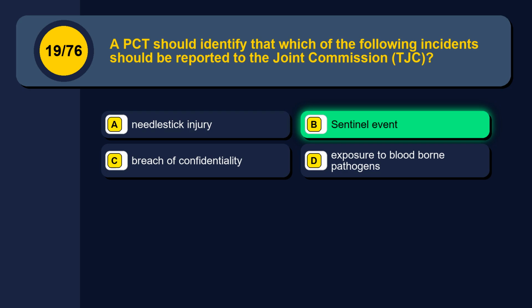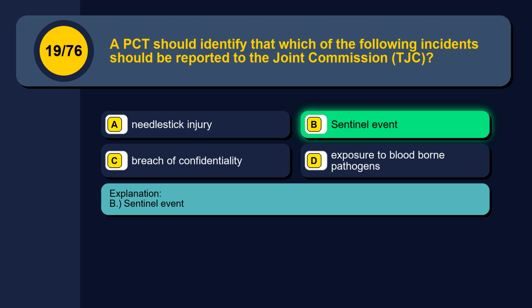The correct answer is option B. Sentinel event.